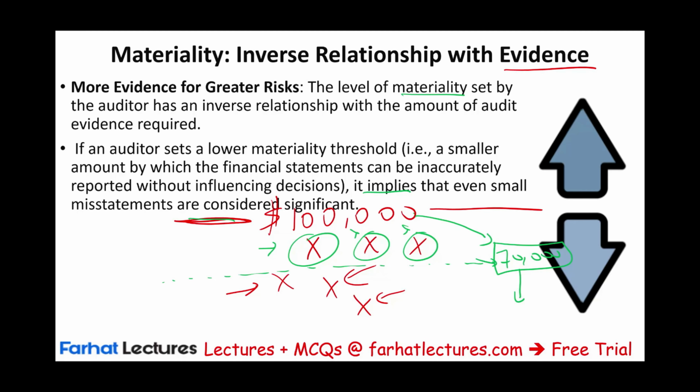Now, for the sake of illustration, let's set materiality at 0. What does that mean? It means I want to make sure I catch every error, because simply put, every error is considered material. And if you want to catch every error, every misstatement, what do you have to do? You have to audit everything 100%. It means as materiality goes down to 0, evidence goes up; you have to collect more evidence.